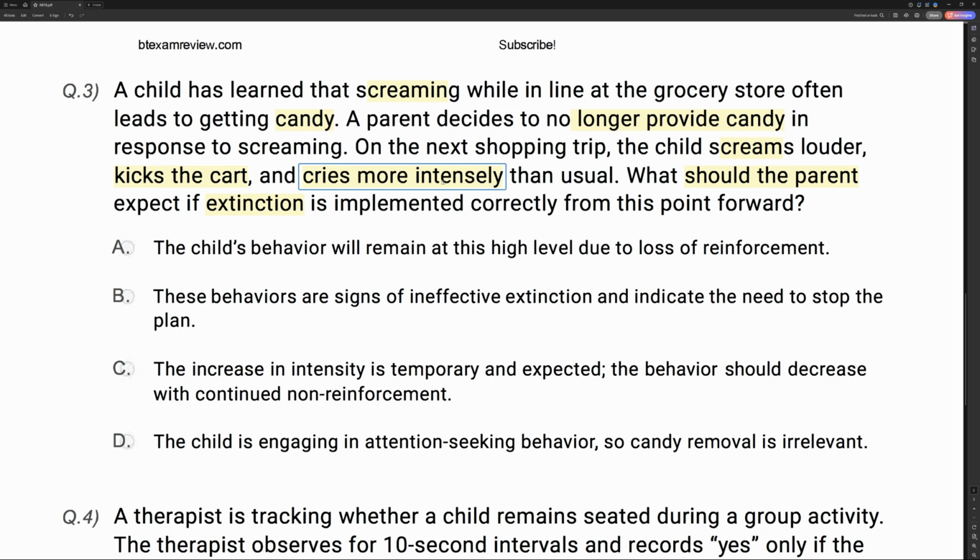Notice we read every answer choice no matter what, okay? And then we walk through why the wrong answers are wrong. It's just as important to know why something's wrong as it is to know why something is correct. Our correct answer is C. The increase in intensity is temporary and expected. The behavior should decrease with continued non-reinforcement.